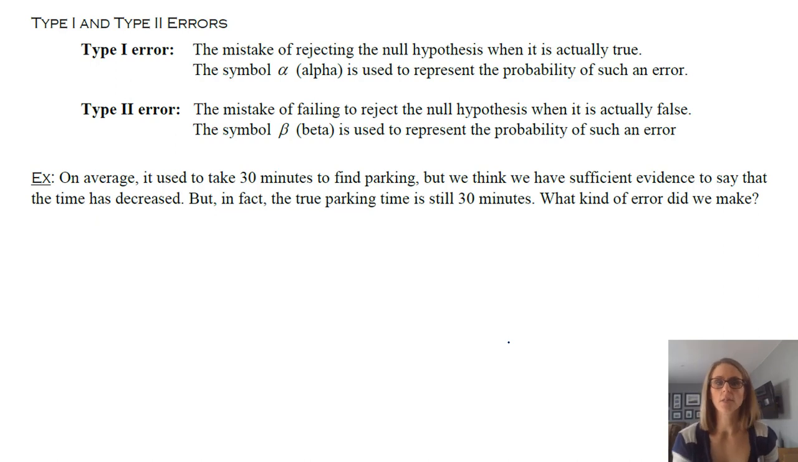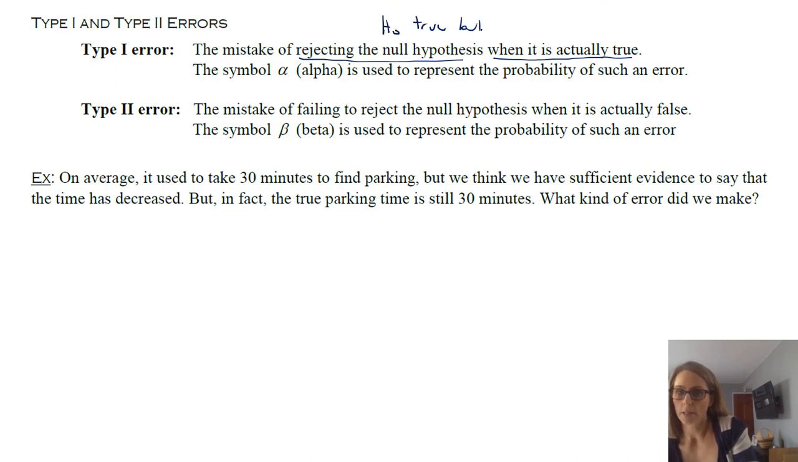So here's just the definitions of the type 1 and type 2 errors. So the type 1 error, and you can look back up on the example, it's rejecting the null hypothesis when the null hypothesis is actually true. So you reject it, but it was actually true. So the idea here is H naught true, but you reject H naught. So if H naught is true, you shouldn't be rejecting it because it's true.